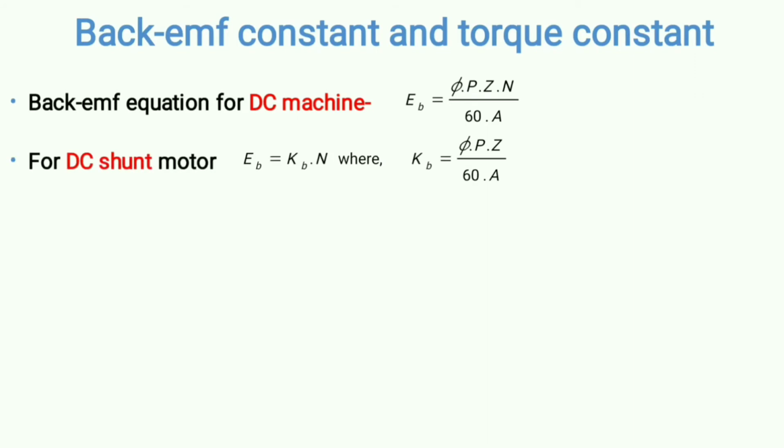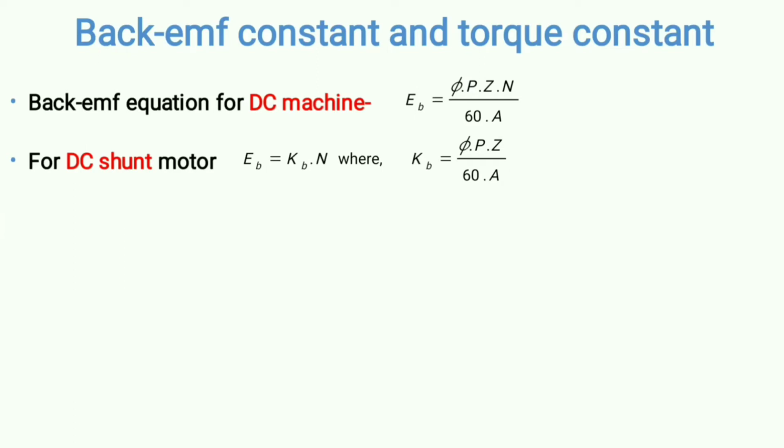Now see, for DC shunt motor, I am talking about DC shunt motor. You can also consider DC series motor, but in that case things will be a little bit different, because in case of DC series motor flux is not constant, it varies with the current. But in case of DC shunt motor flux is constant. So for DC shunt motor, your back EMF EB can be written as KB multiplied with N, where KB is phi p Z by 60, and this is a constant term, because for DC shunt motor flux is constant, so this entire term becomes constant. But in case of DC series motor, flux will not be constant, so this little modification will be there.